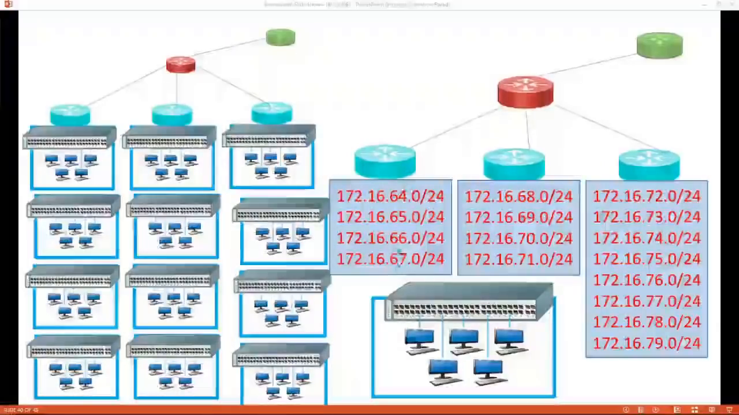For example, 172.16.64.0/24, which means 65.0, 66.0, 67.0 should all be in a continuous way. Okay, which I explained earlier also. So now let's see how we are going to summarize it.